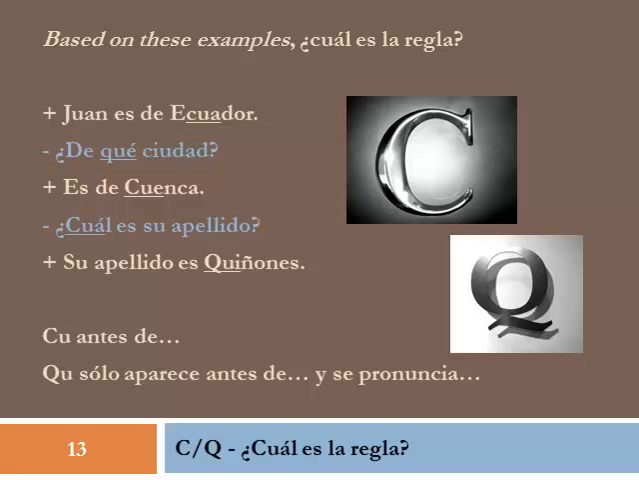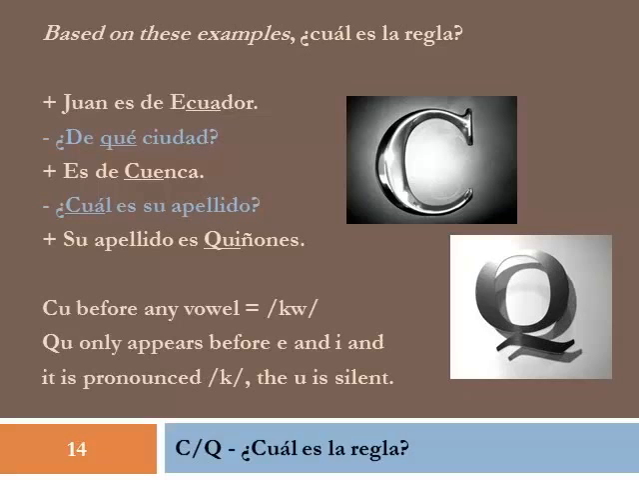So based on those examples, ¿cuál es la regla? You may have noticed that CU before any vowel is pronounced qua, as in Ecuador or Cuenca. QU only appears before E and I in Spanish. It is pronounced K. The U is silent, as in Quiñones or que.